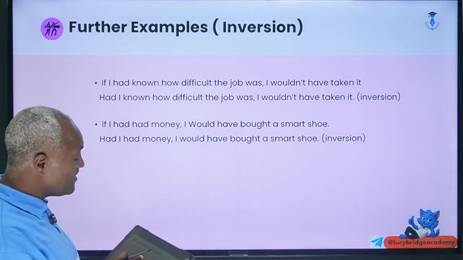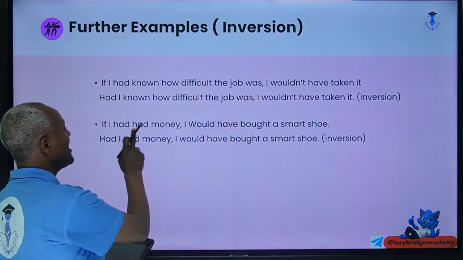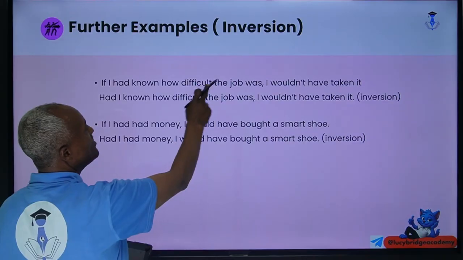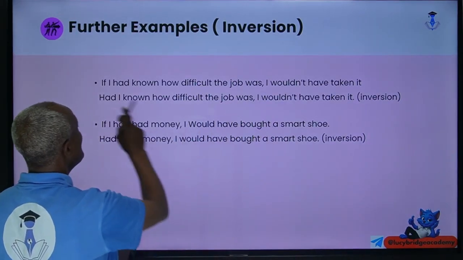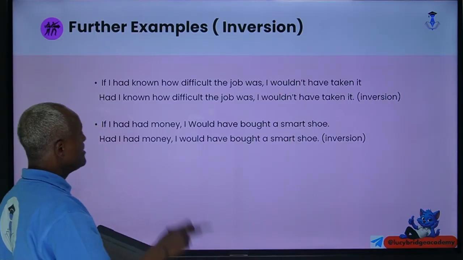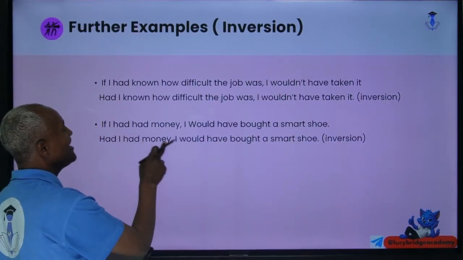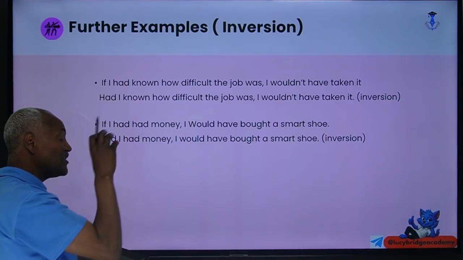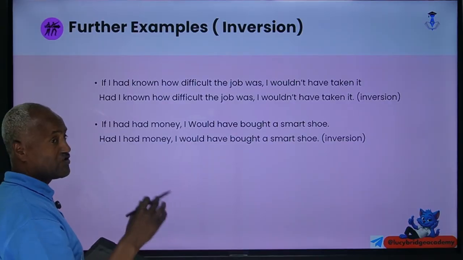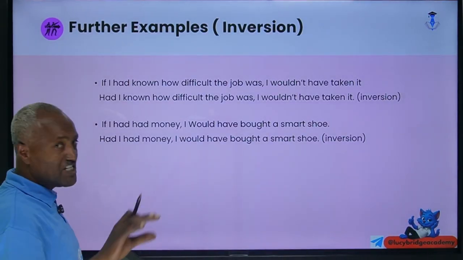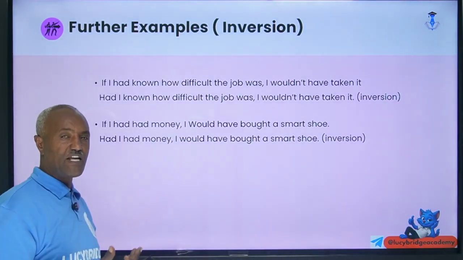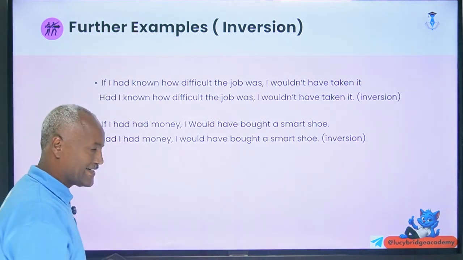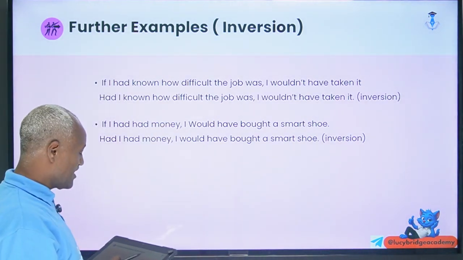If I had known how difficult the job was, I wouldn't have taken it. Had I known how difficult the job was, or else if I had had money, had I had money. Don't forget, because if you are aware of this inversion of the conditional clause, you can bring it back to the original way of writing and perceive the meaning. That helps you to decide the tense and the meaning of the main clause. This is what I need to tell you.